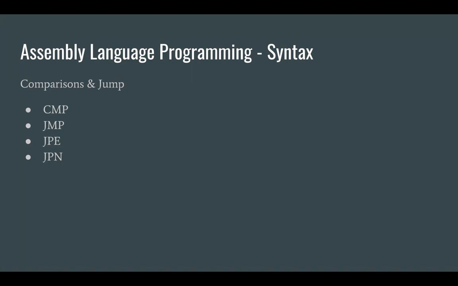So a JPE is you jump to a specific location if the comparison was true, and JPN, you jump to a location if the result was false. And then we've got the straightforward jump, which is jumping to a location, which has its high-level language equivalent of the good old go-to.